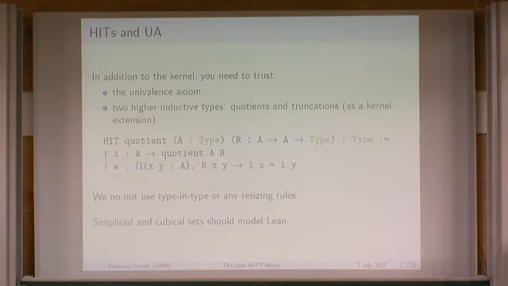And so we don't use any type in type or resizing rules. So the semantics should be quite tractable. Like I think simplicial sets and cubical sets should both model Lean. I think there are still some open issues with quotients having large elimination. So this is not a proof or a conjecture.